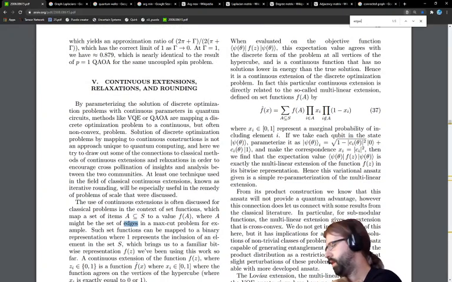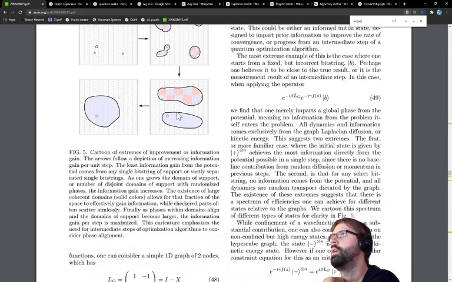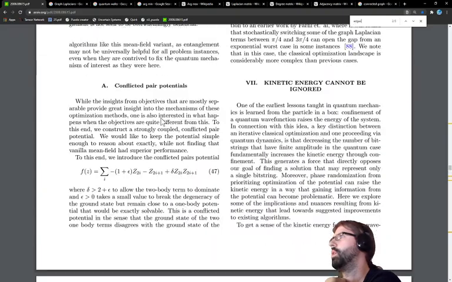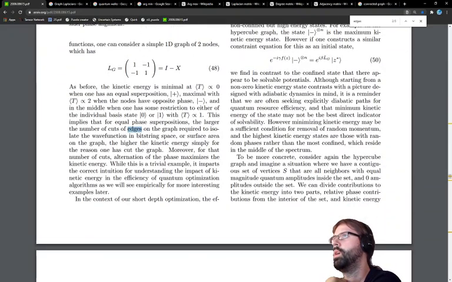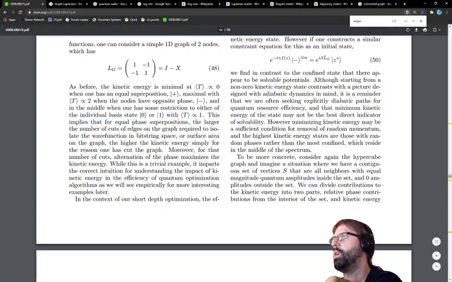No, that's already the max cap problem. So, kinetic energy cannot be ignored. What is this? Finite phase proposition. To isolate the wave function in bitstring space or surface area of the graph, the higher the kinetic energy is simply for the reason that it has one cat. The reason one has cat the graph. Moreover, for that number of cats on the nation face.